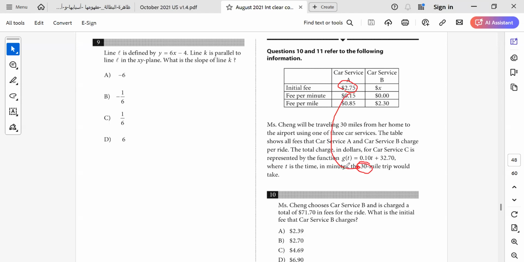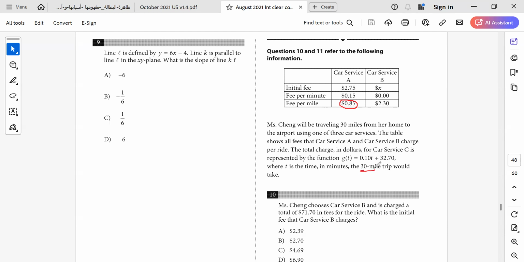Why? Sorry, not initial fee. That one. Fee per mile. That's fee per mile. You need the total. You need the equation to get the total. So fee per mile, not per minute. Why? Fee, because she moved 30 miles.